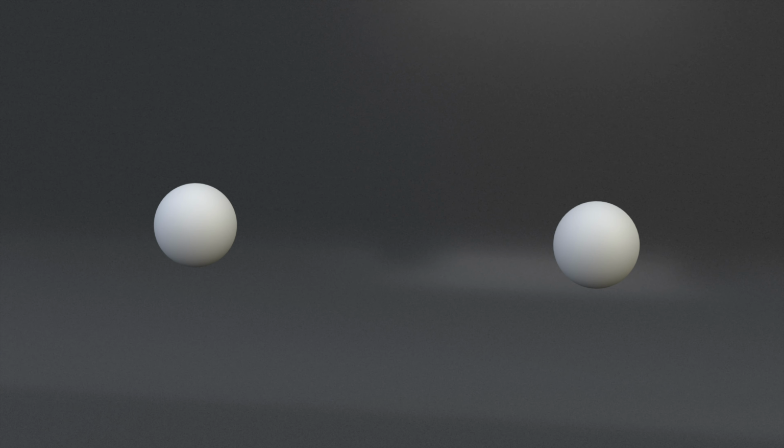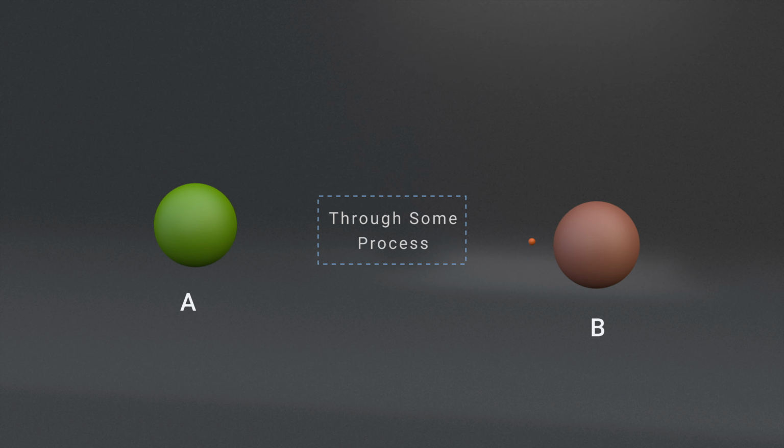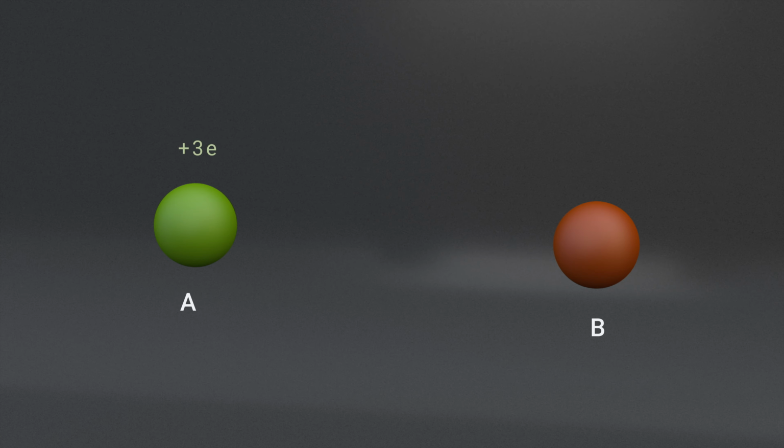Let's look at an example. Say we have two objects A and B. If we transfer 3 electrons from A to B, object A now has 3 more protons than electrons, giving it a charge of plus 3 coulombs. On the other hand, B now has extra 3 electrons and gains a charge of minus 3 coulombs. This process is called charge separation because we are not creating charge out of nowhere, we are just separating the opposite charges.